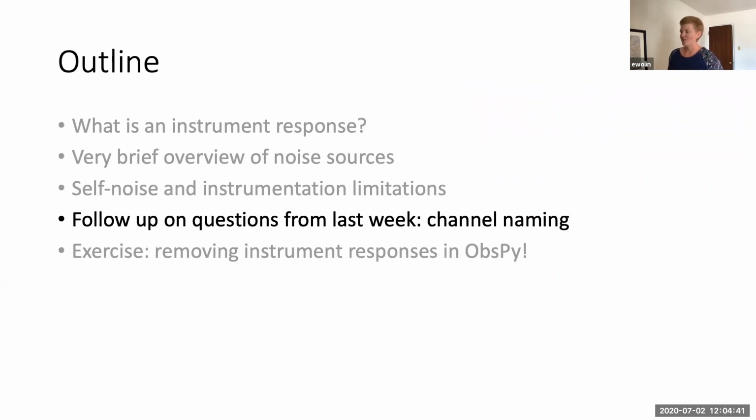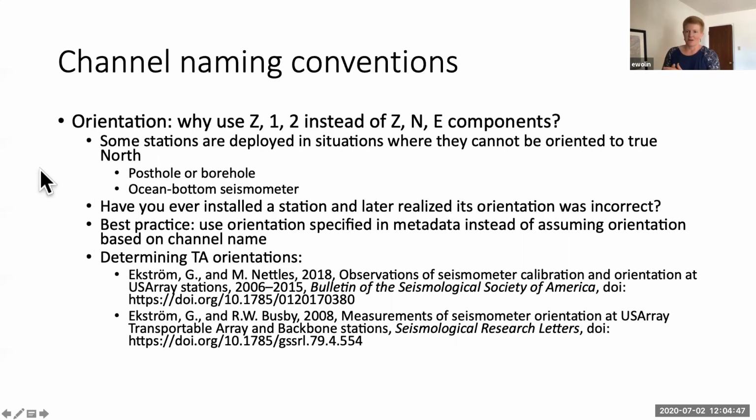Okay, I did want to finish up the lecture part with a couple of follow-up questions from last week. Someone asked about channel naming conventions. So for example, for orientation, why do a lot of networks, all of the networks operated by ASL, for example, name our components for a 3-component station? We use Z for the vertical and 1 and 2 for the two horizontals, instead of Z, north, and east.